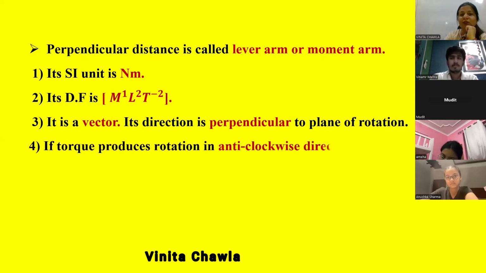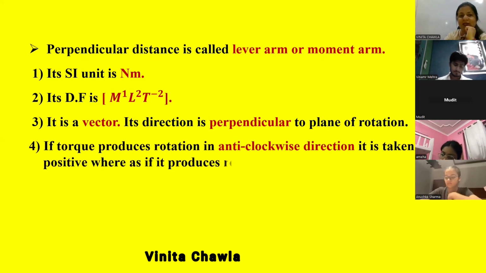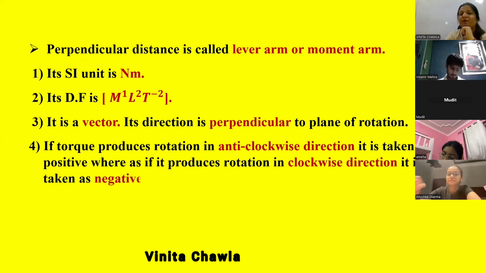So if torque produces rotation in anti-clockwise direction, it is taken as positive. Whereas if it produces rotation in clockwise direction, then it is taken as negative. You can write this: if there is anti-clockwise rotation, then we take torque as positive, while if we have clockwise rotation, then we take torque as negative.